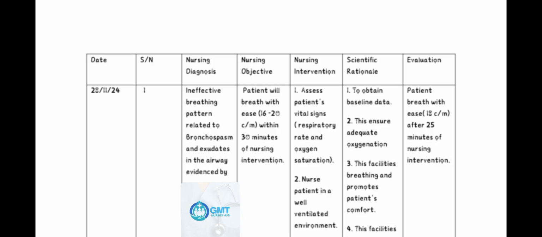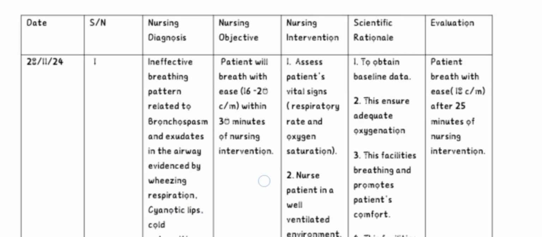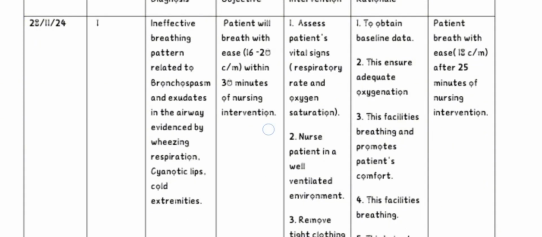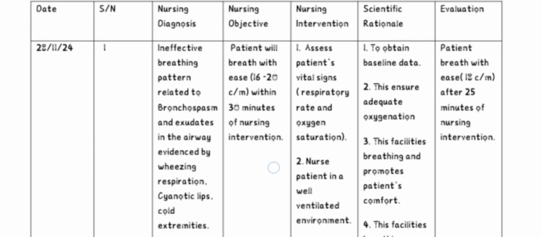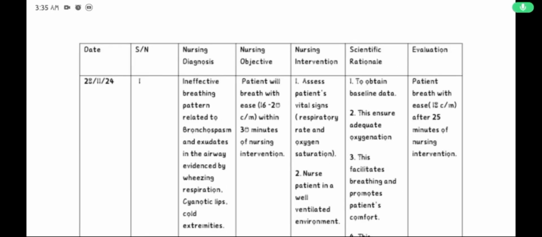So I'm going to be resolving two nursing diagnoses. The first nursing diagnosis here is ineffective breathing pattern. And why is there ineffective breathing pattern? It is related to bronchospasm and exudates in the airway. And this is evidenced by wheezing respiration, cyanotic lips, and cold extremities. The objective: the patient will breathe with ease, that is 16 to 20 counts per minute, within 30 minutes of nursing intervention.